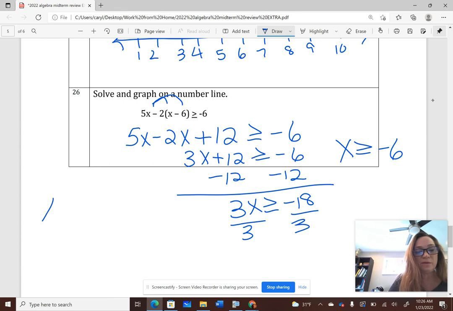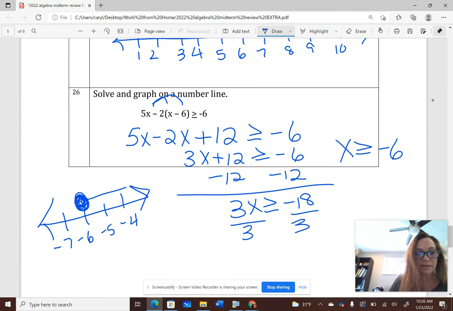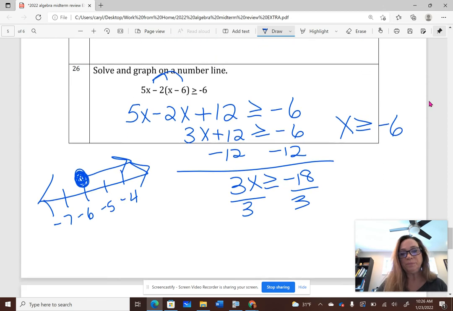All right, so on the number line, I'm going to do negative 7, negative 6, negative 5, negative 4, close circle, and it's going to be an array. Okay? All right, not much more.